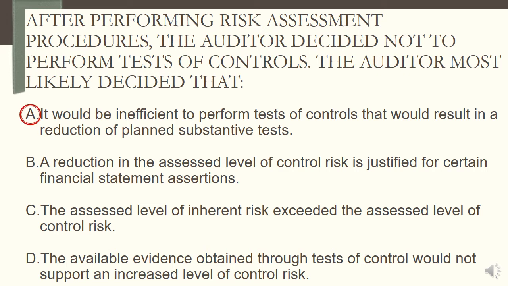The correct answer is A. The auditor likely decided that it would be inefficient to perform tests of controls that would result in a reduction of planned substantive tests.